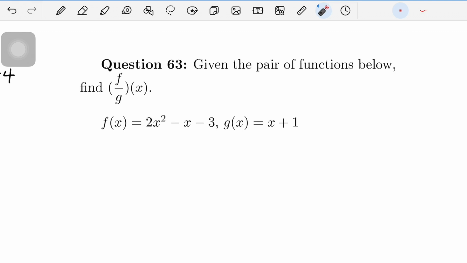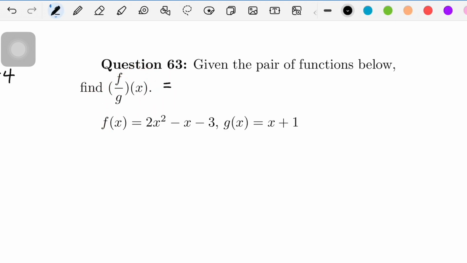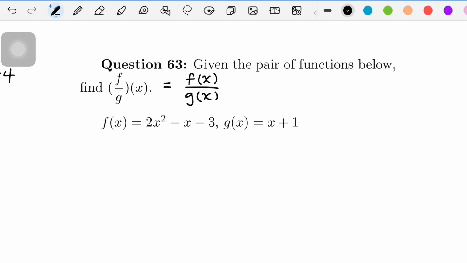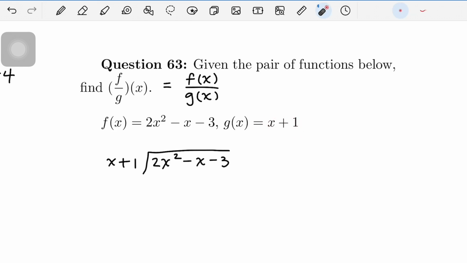All right, so this brings us to our last question in this section. Given the pair of functions below, we want to find this here. Now this is some new notation. What this means is we want to take our polynomial function f of x and divide it by our other polynomial function g of x. So we're going to divide this polynomial by this guy. So our dividend, or our original polynomial, is going to be f of x, which is 2x squared minus x minus 3, and we're going to divide by x plus 1. So x plus 1 is our divisor.